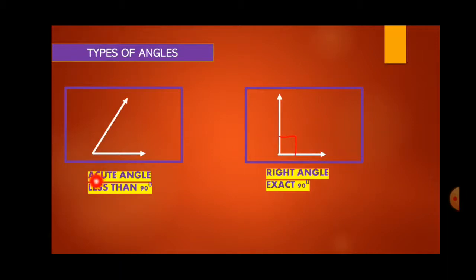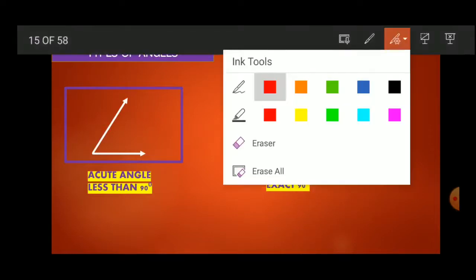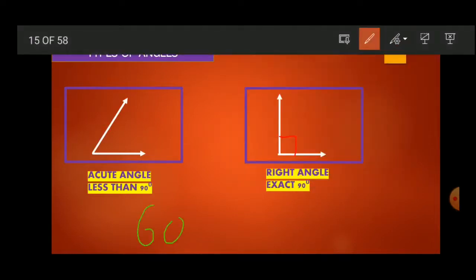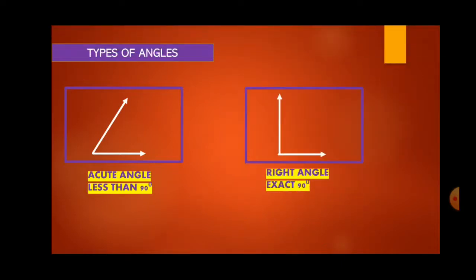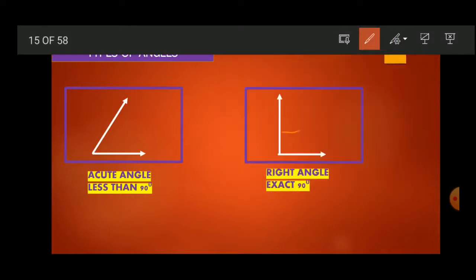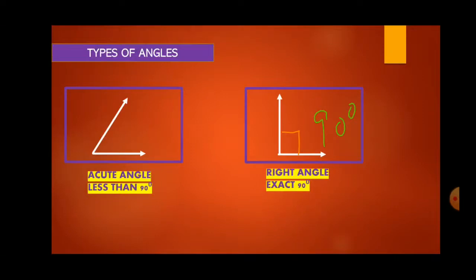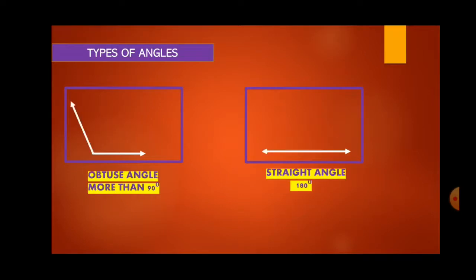The first type of angle is acute angle. If the angle is less than 90, it is called acute angle. It can be 60 degree, 50 degree, 45 degree. All the angles which are less than 90 are acute angles. Next is right angle. If the angle is exactly 90 degree, it is called right angle. As we have discussed in perpendicular lines, when two lines meet and they make 90 degree, it is called perpendicular lines. So this is the right angle.